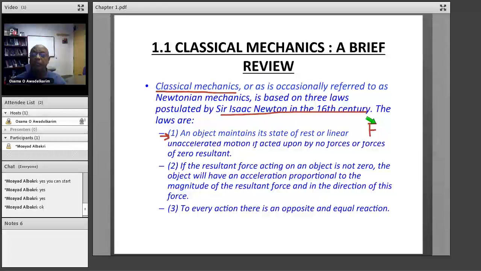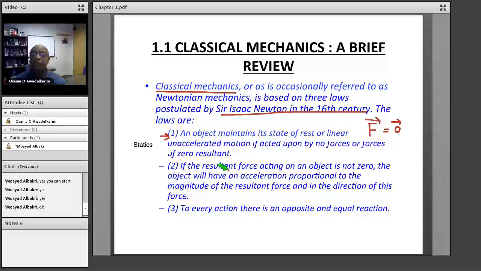So if the total force acting on any body is equal to zero, so that is to say there is balance of forces, then this object will stay at rest. And this is the part of mechanics we refer to as statics. Statics is the part of mechanics in which objects do not move, or objects are subjected to zero forces.